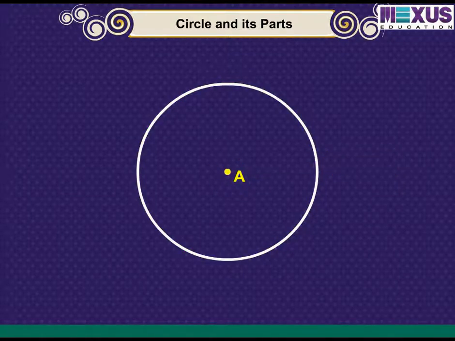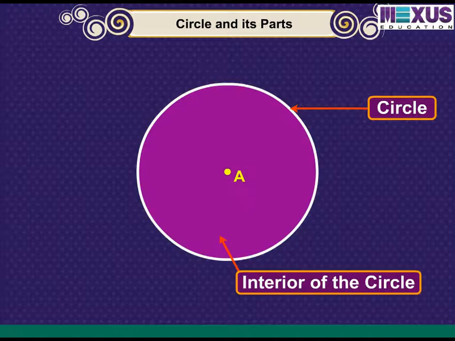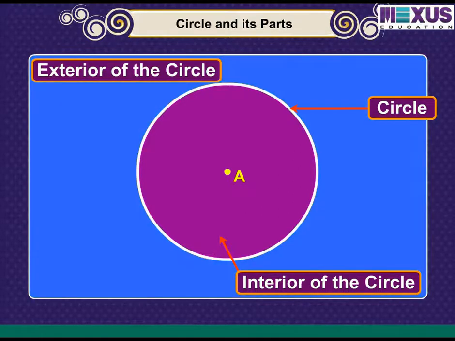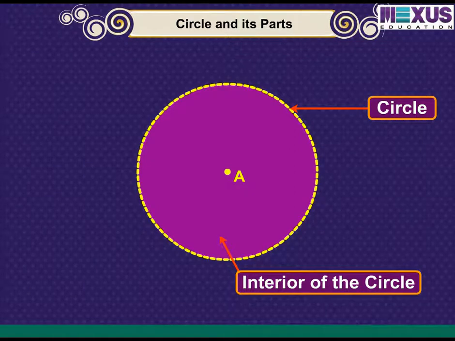A circle divides the plane on which it lies into three parts. First is circle, second is interior of the circle, which means inside the circle, and third is exterior of the circle, which means outside the circle. The circle and its interior make up the circular region.